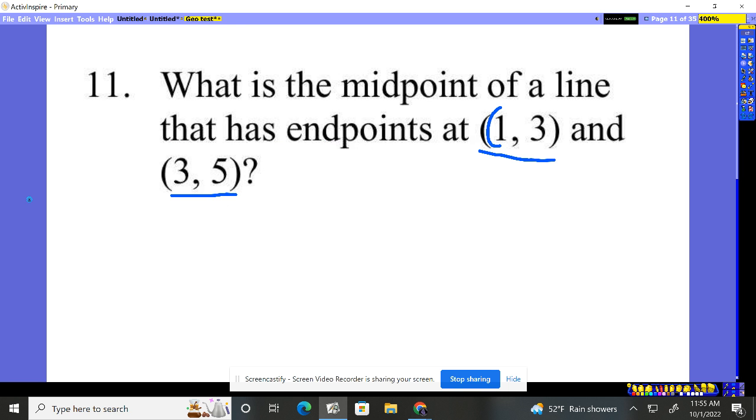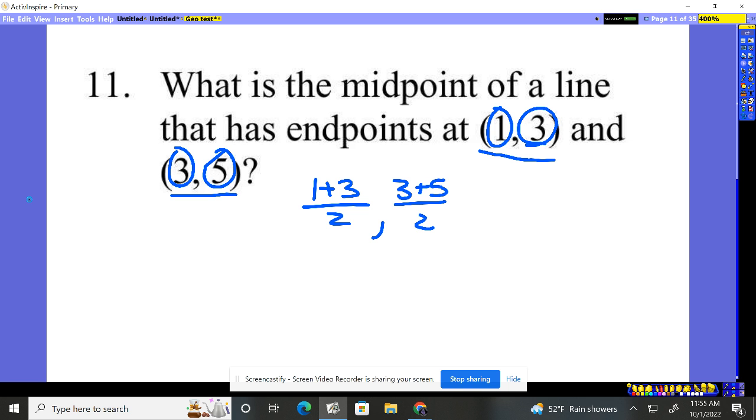Well, your x values are 1 and 3. So I'm trying to find the middle of 1 and 3, which would be 2. We'll see that in a second, though. The middle of my y's, I have a 3 and a 5. The middle of 3 and 5. So I add them together and divide by 2, which we get 4 divided by 2, 8 divided by 2. We get an answer of 4 divided by 2 is 2, 8 divided by 2 is 4.